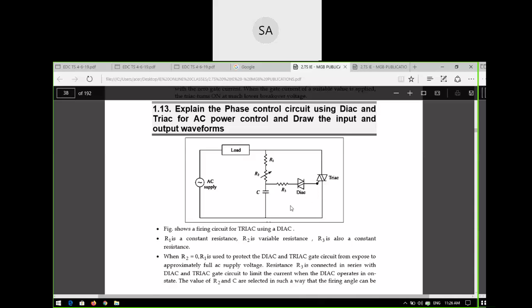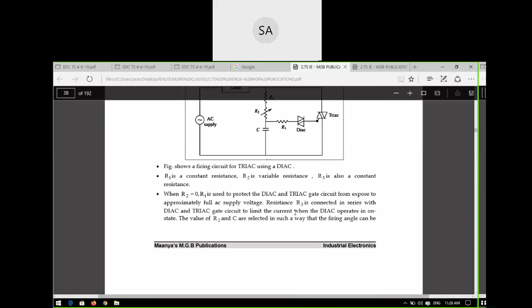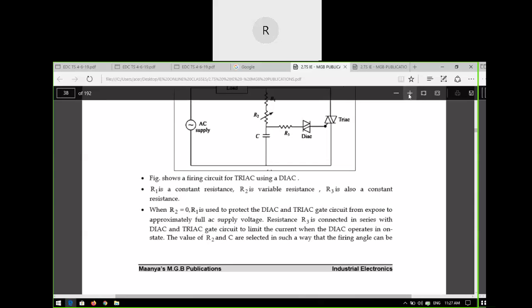So what is the major purpose of the DIAC? DIAC is already discussed. The DIAC is called a gateless TRIAC, which is used to trigger on the TRIAC. Correct or not? So the DIAC's main purpose is to trigger on the TRIAC.